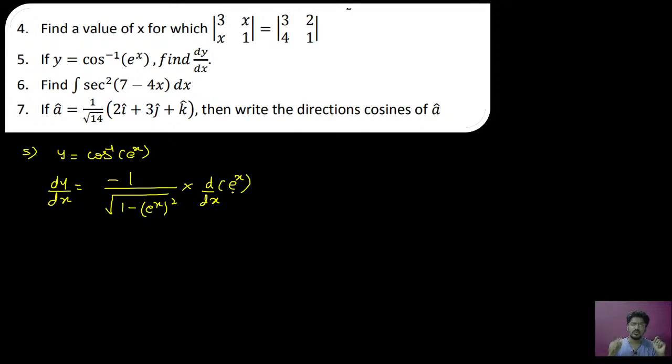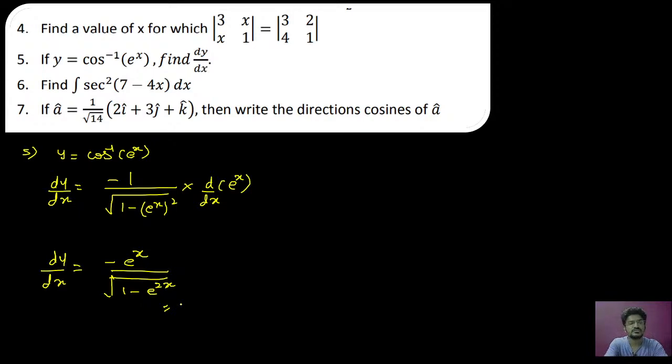Minus 1 by root of 1 minus (e to the power of x) whole square, into differentiation of e to the power of x. So that will be dy by dx equals minus e to the power of x divided by root of 1 minus e to the power of 2x. Okay, so this is your answer. Clear? Very good. So I think all of you have understood this. No problem. We can go to the next question.